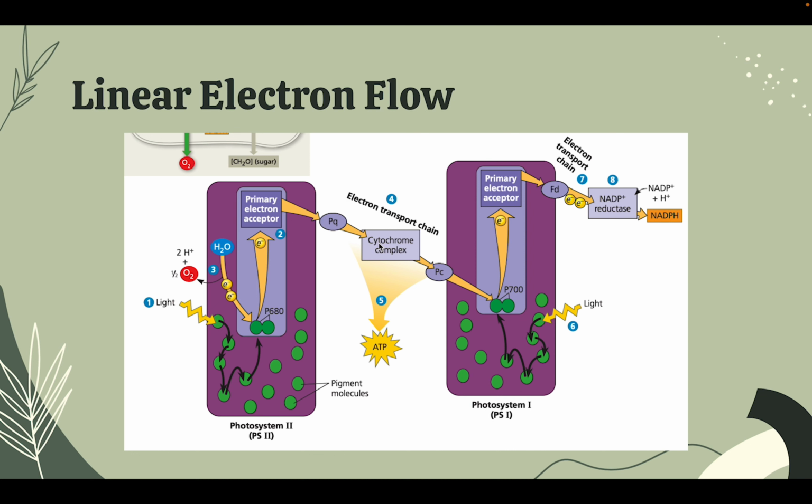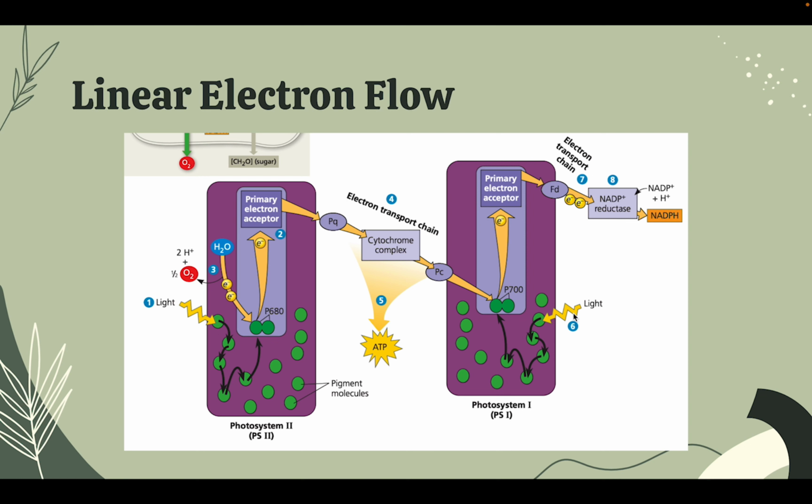In the electron transport chain, it's going to lose energy, and the chain leverages this energy to make ATP. We'll go over the specifics of how ATP is made in linear electron flow a little bit later. It goes through these parts of the electron transport chain, plastoquinone, cytochrome complex, and plastocyanin, and eventually it ends up here. So let's look at what happens here.